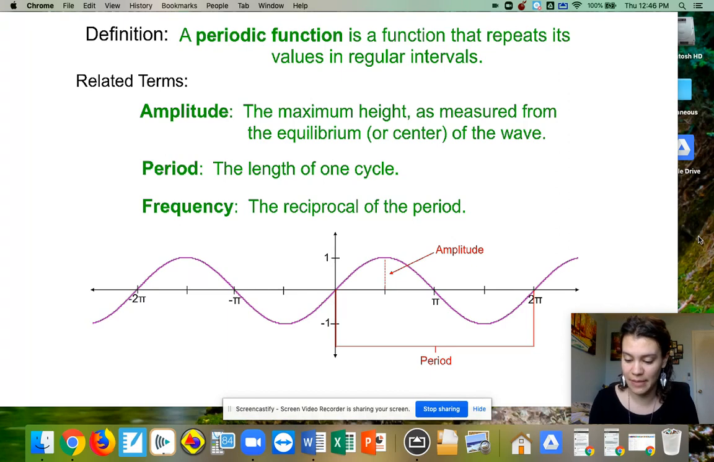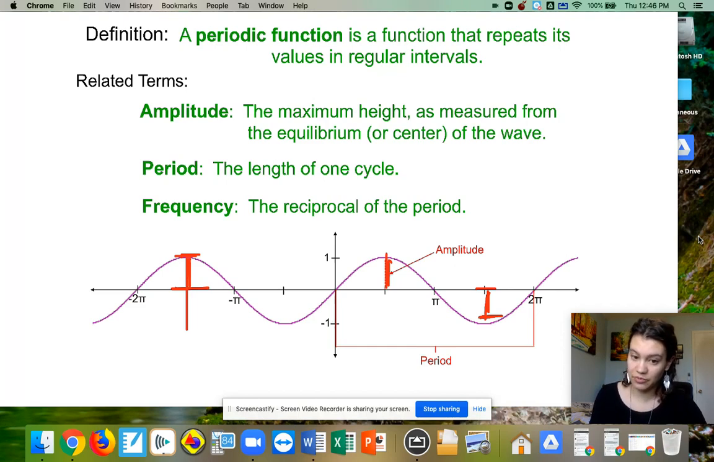Amplitude is the maximum height as measured from the center line or the middle. So on this picture here would be the amplitude. It's not the whole distance from top to bottom, it's going to be half. So this is your amplitude, the half chunk, or you can measure it here as the half chunk.